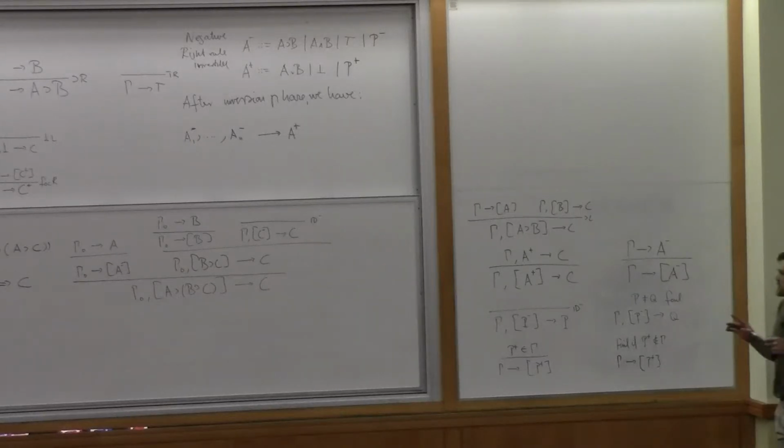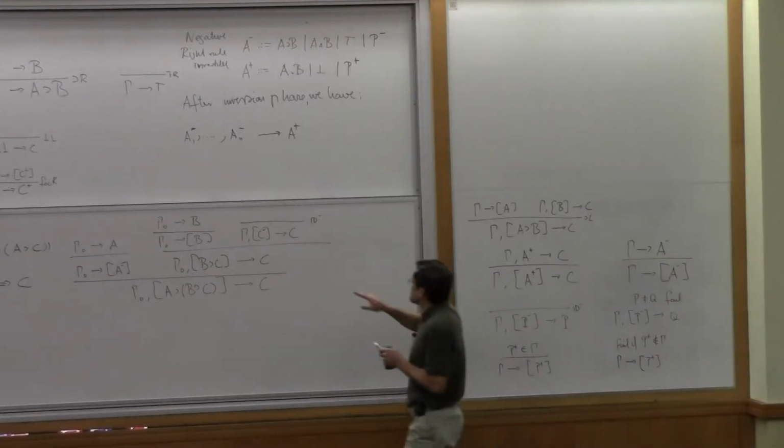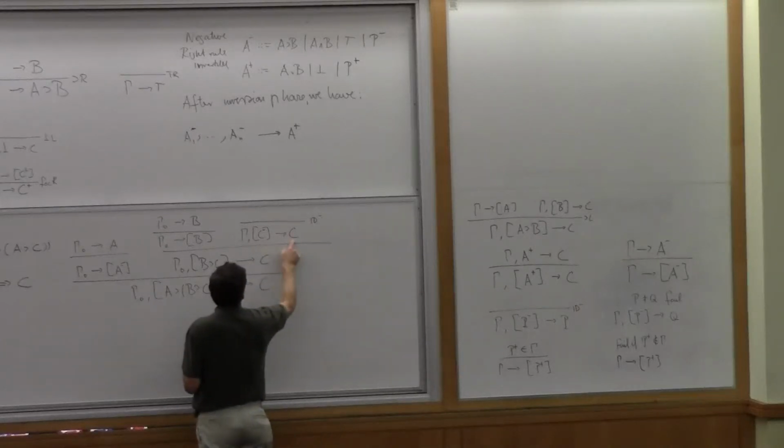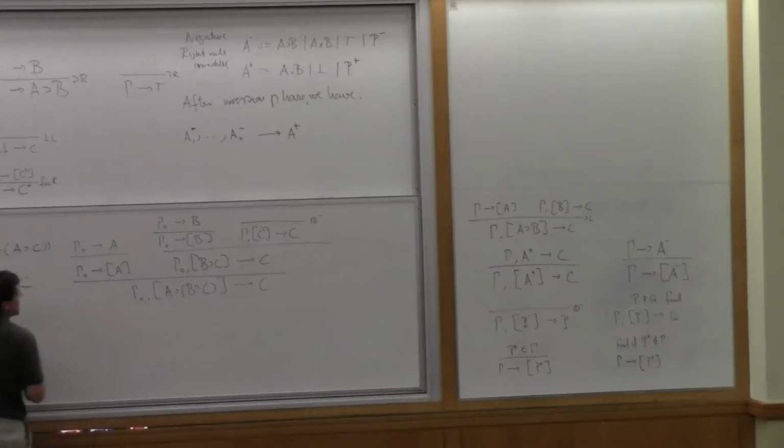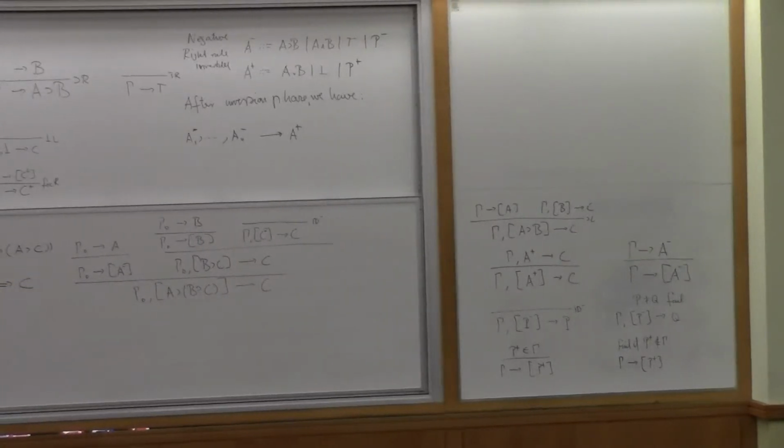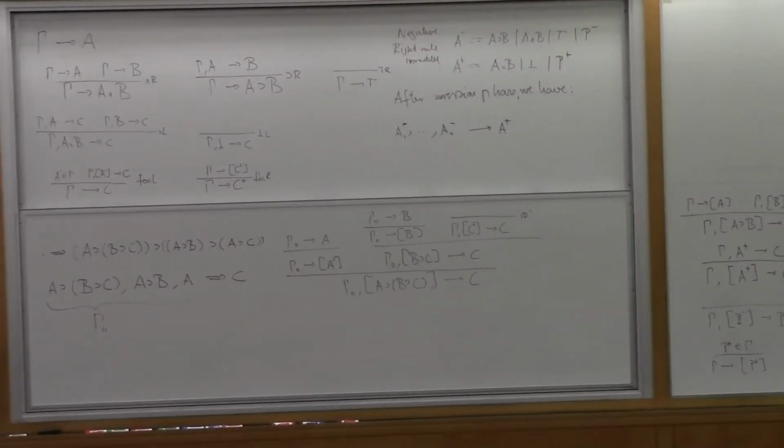Okay, so let's get back to the example. Because this is a negative atom and I have it on the right-hand side, I can apply the identity rule over here. Now, how do I continue at that point? Yeah?